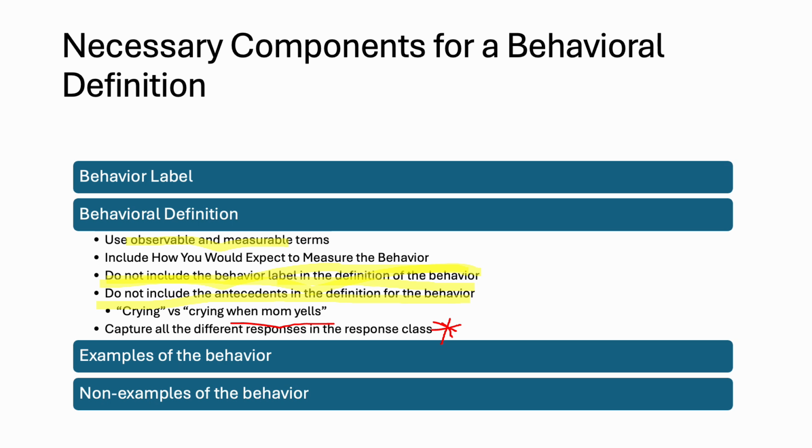So that really is the main reason why we want to make sure that whenever possible, we are including all of the different responses from a response class in a definition, so that we're intervening on all of those different topographies and not just on the ones that are specified in the definition. Okay. And then the last two components are that we should include examples and non-examples of the behavior, which we covered previously.